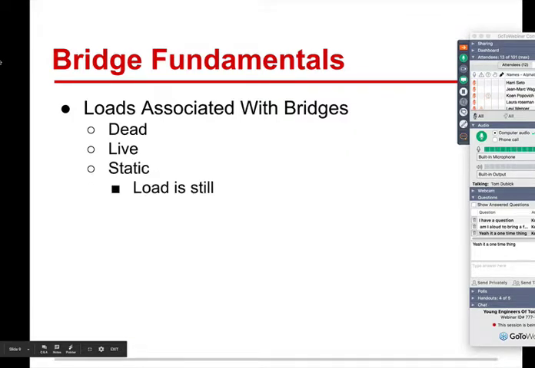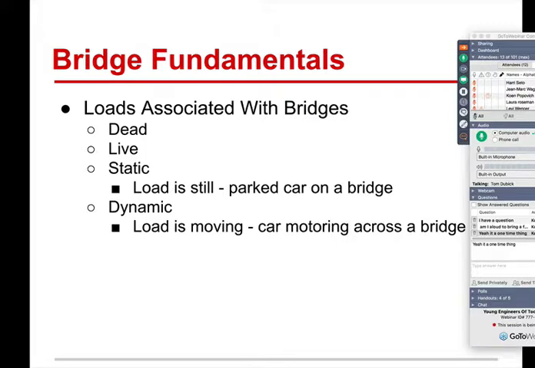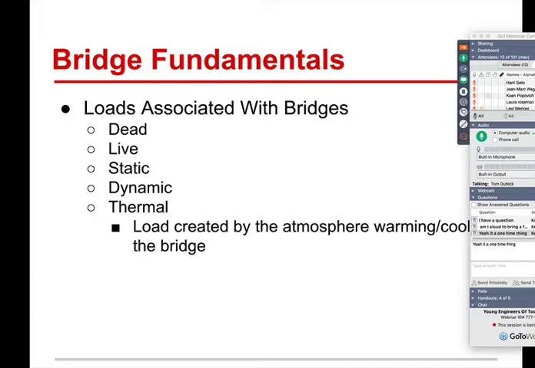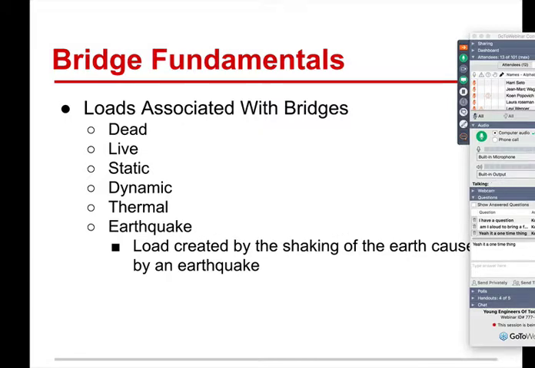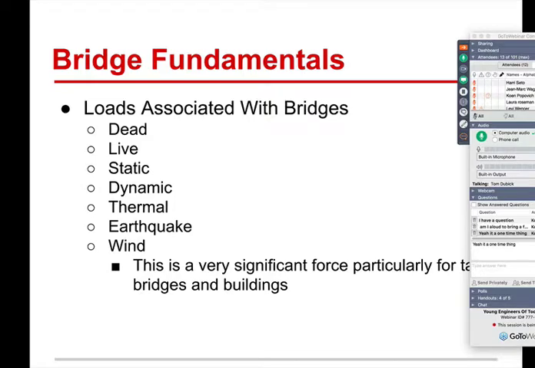If the load is still, it's static. Park a car on a bridge. Dynamic, the load is moving, cars are motoring across the bridge. Thermal loads are caused by atmospheric warming and cooling. When you come to the lab Thursday, if it's not raining or something, I'll show you that in our sidewalks. Loads created by the shaking of the earth cause earthquakes. The wind is a very significant force, especially on tall skyscrapers like in downtown Charlotte.